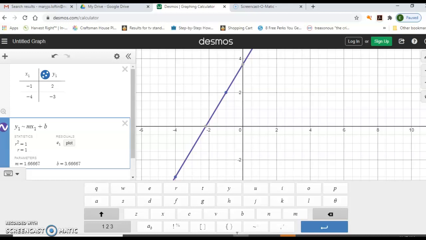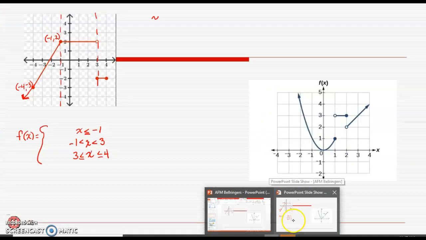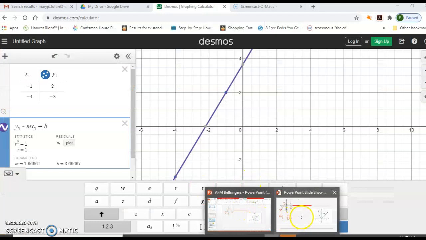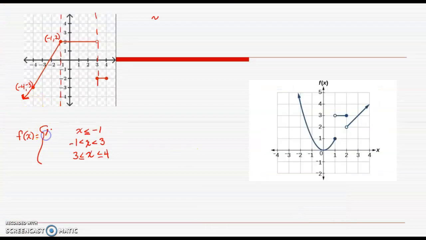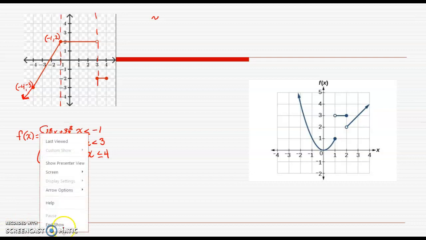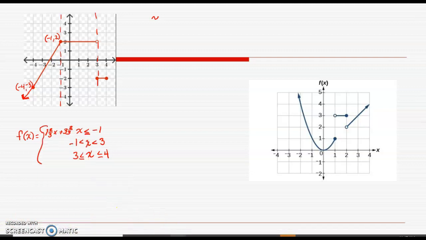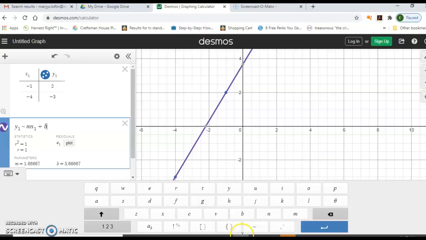Now, 0.666 forever is 2/3, and any 2 points is a line for sure. You can use fractions because they're exact, but you cannot round off on the decimals. So your first one is 1 2/3. You're going to have 1 2/3 x plus 3 2/3, because that second one was 3.666 forever.